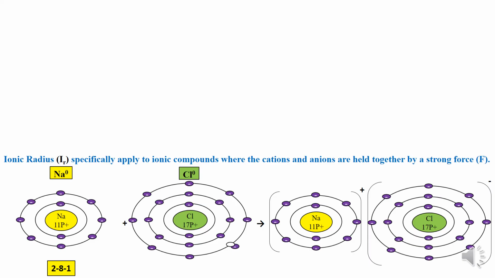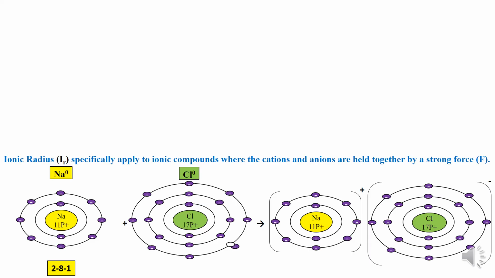One more important reason why the sodium atom loses an electron while the chlorine atom accepts an electron is that both sodium and chlorine want to attain a stable electronic configuration. So the driving force for sodium to lose an electron is to attain the stable electronic configuration of neon, and the driving force for chlorine to accept an electron is to attain the stable electronic configuration of argon.